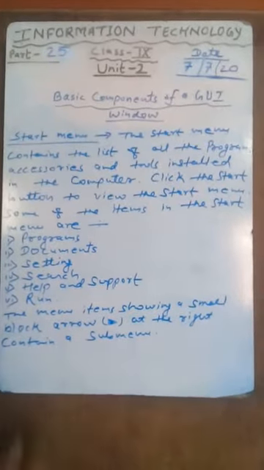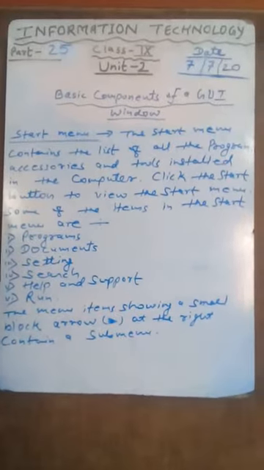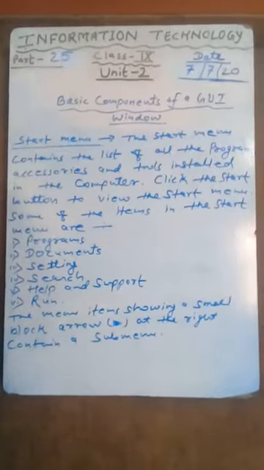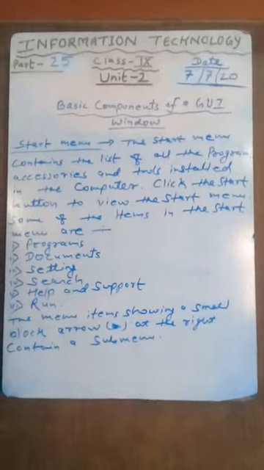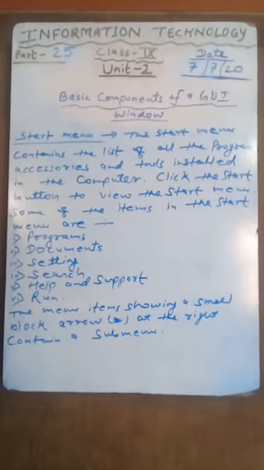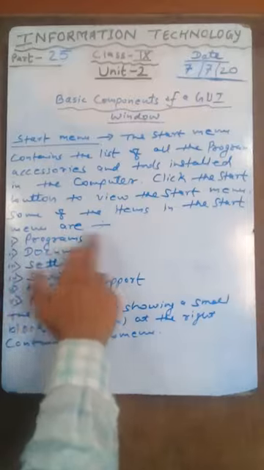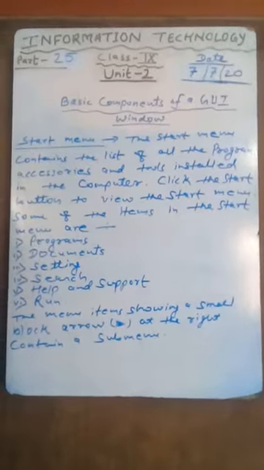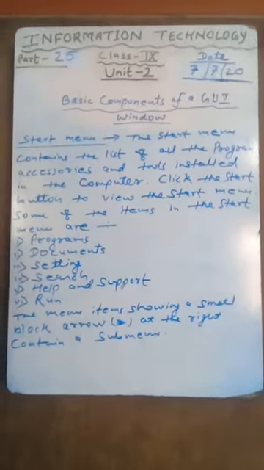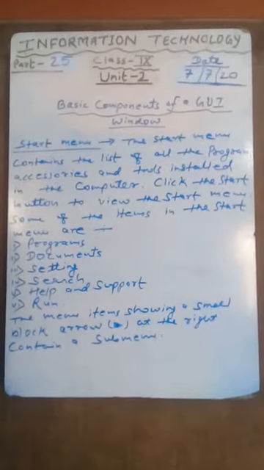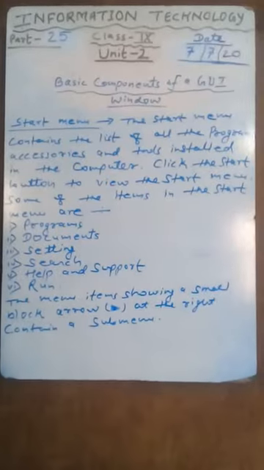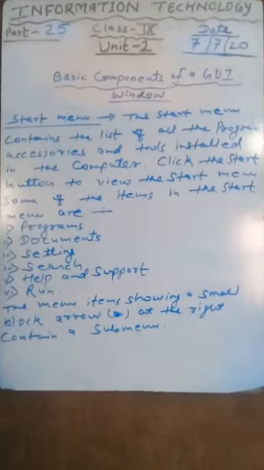With the help of programs we can open different types of applications. Just suppose you can open Word, Excel, PowerPoint, etc. Next, the documents. Suppose you have saved a document and want to open it; you can open your document with the help of the documents menu.